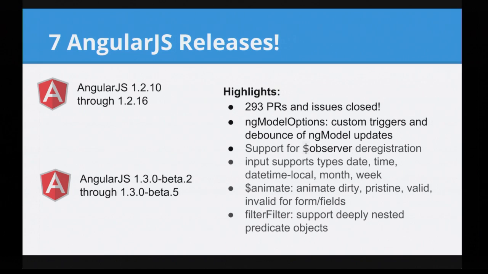There's support for deregistering your observer in compile, and support for some new input types like datetime and those variations. $animate now supports different form field states, which is really cool. And filter supports deeply nested predicate objects. There are also a bunch of different performance optimizations that have gone in as well. So many cool things coming down the pipe in 1.3.